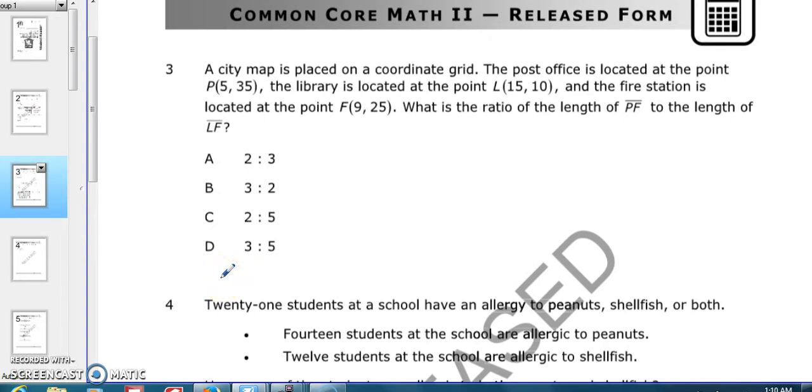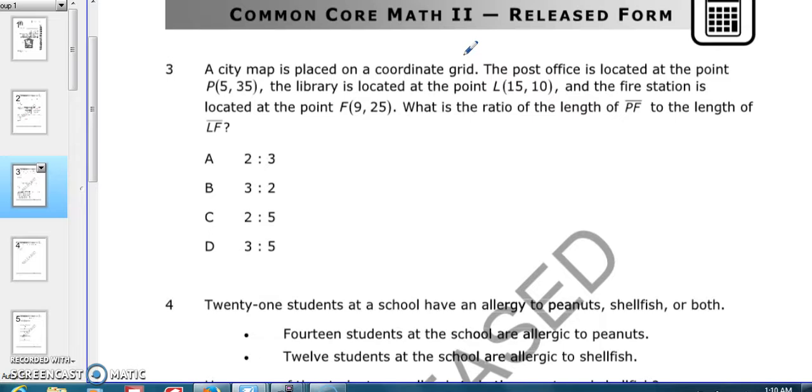Ladies and gentlemen, this is question 3 from the 2013 Math 2 released test. It says a city map is placed on a coordinate grid. The post office is located at point P, (5, 35). The library is located at point L, X is 15, Y is 10, and the fire station is located at the point F, (9, 25). What is the ratio of the length of PF to the length of LF?